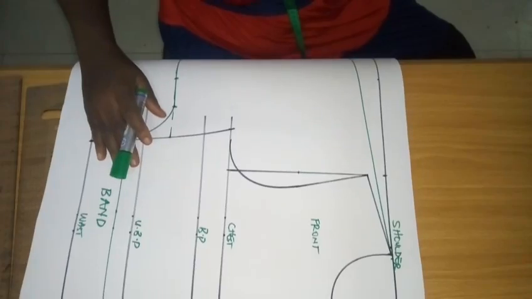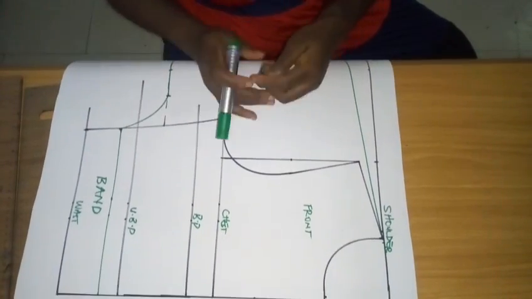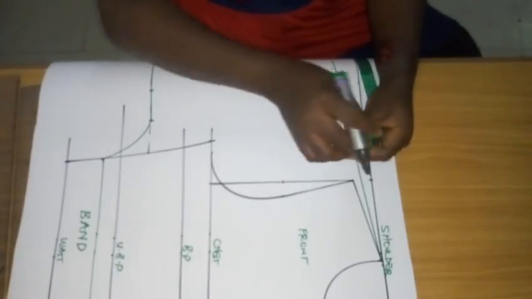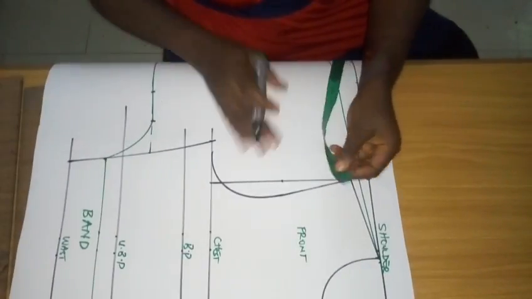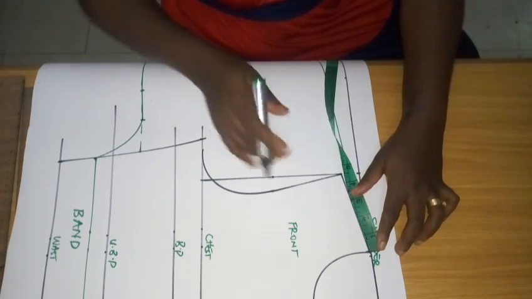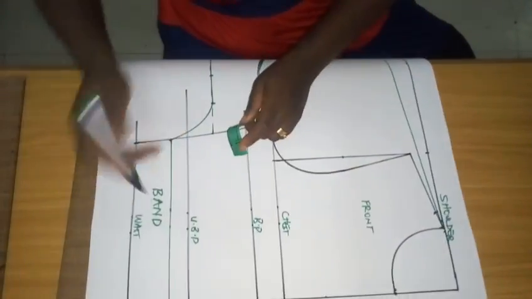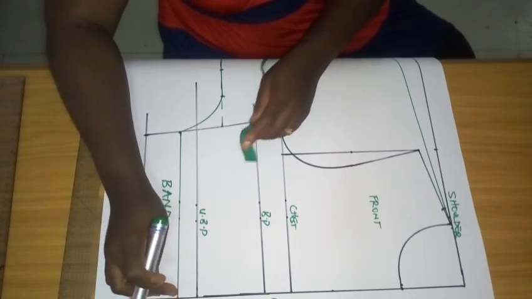So on the neckline, I'm going to connect my neckline right now. If you look at that neckline, you can see from the natural neckline we came in by 1 inch, and I'm going to connect it all the way to the waistband.